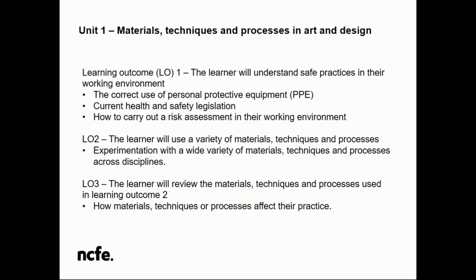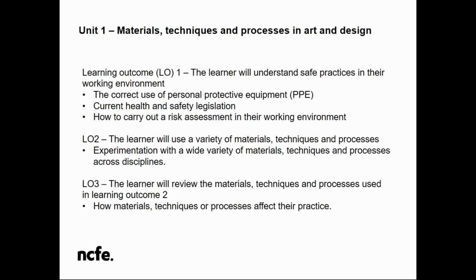For Learning Outcome 2, learners must show that they've experimented with a variety of materials, techniques and processes across disciplines. These are the disciplines that I referred to earlier in the presentation, and there isn't a definitive number for how many disciplines need to be covered, but there are examples provided and they are on page 24 of the qualification specification that you can refer to. In order to achieve merit and distinction grades for this learning outcome, learners must show that they've used their experimentation to develop a body of work and inform future practice.